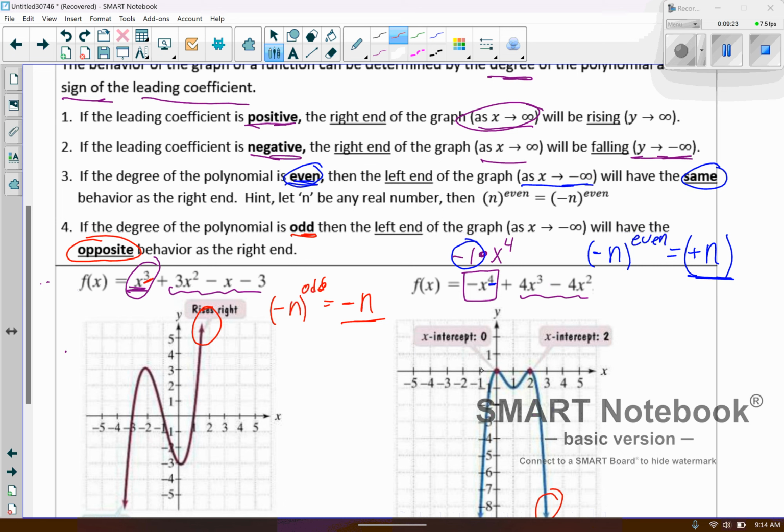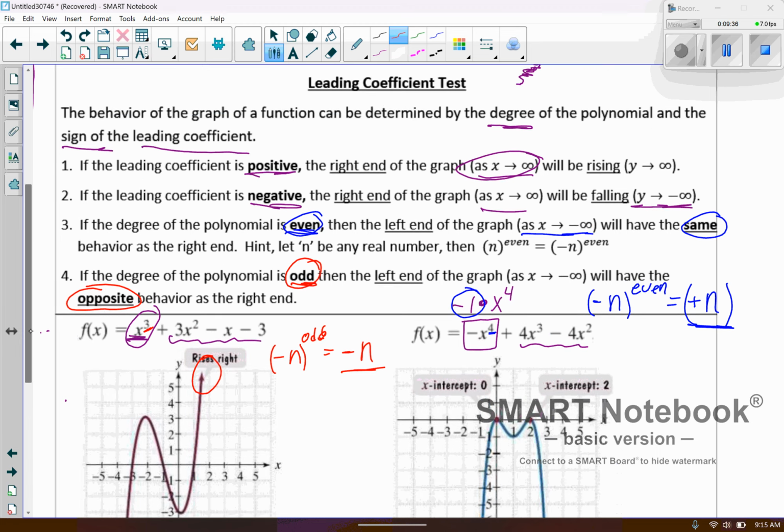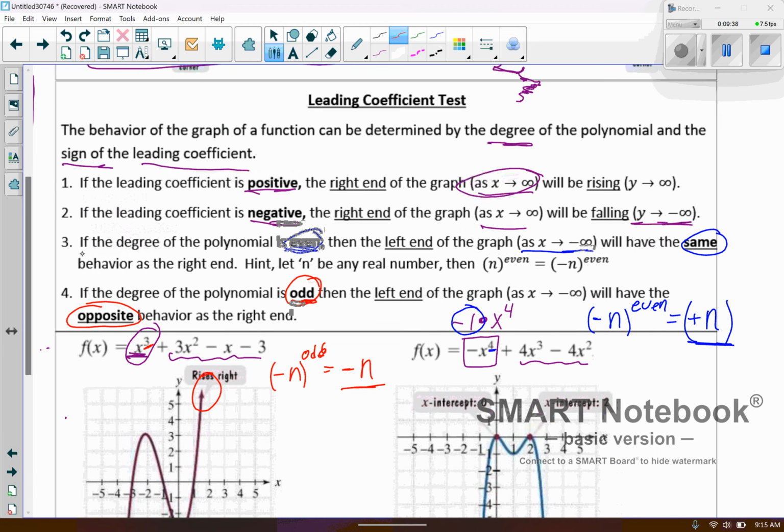So if it's an even power, the left end will have the same behavior. And if it's an odd power, then the left end behavior is going to be the opposite. Okay, so you can follow the leading coefficient rule if you want. It's fairly simple to follow. Or just kind of think about it.